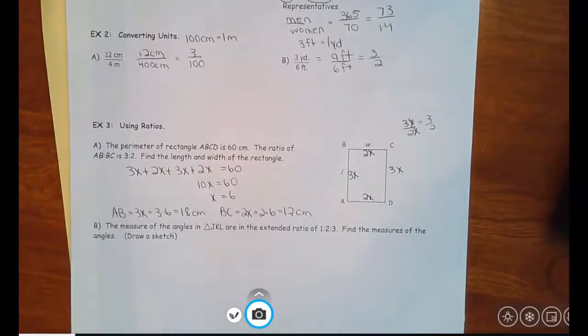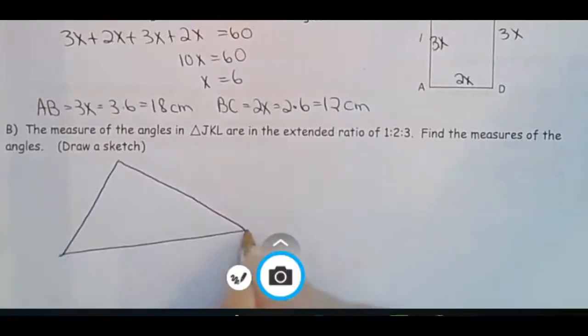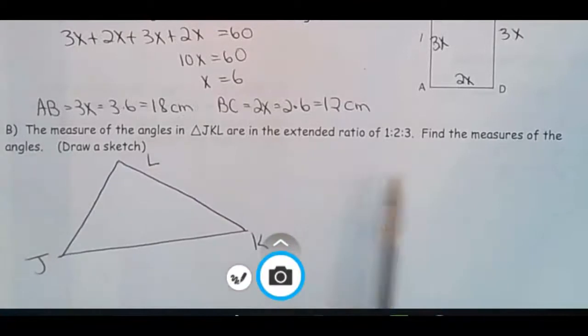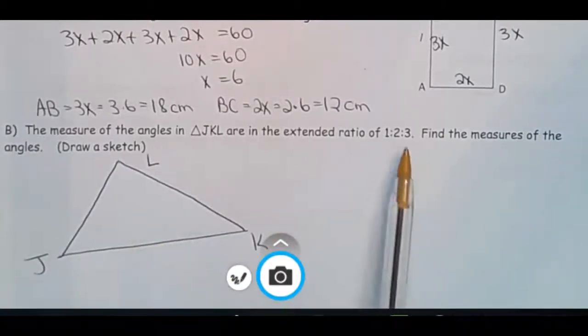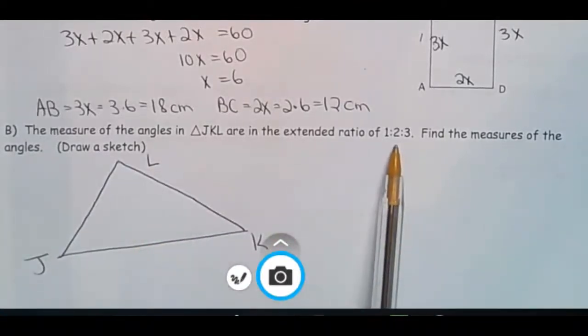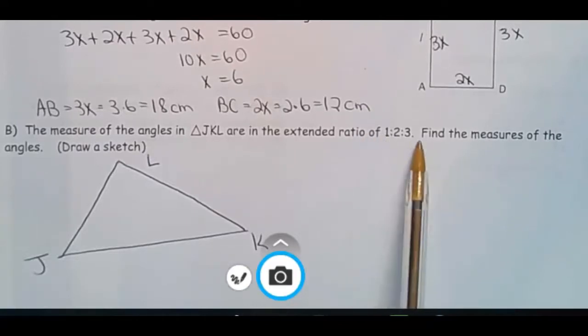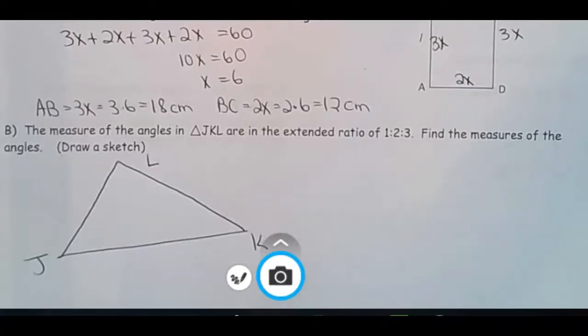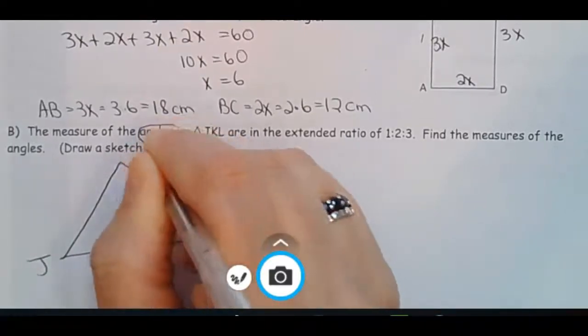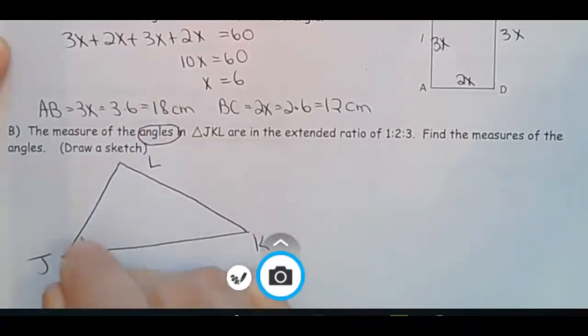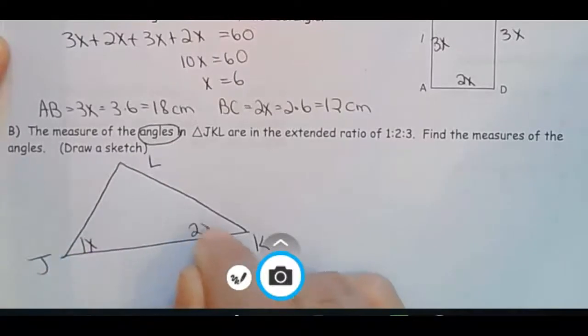Okay, moving on to number 8, similar. Okay, moving on to the next question, we've got triangle JKL. It says the measures of their angles are an extended ratio. An extended ratio just means you've got three different sides going on, or in this case, three different angles. And it says the ratio of their angles are 1 to 2 to 3. That means we've got 1x, 2x, and 3x.